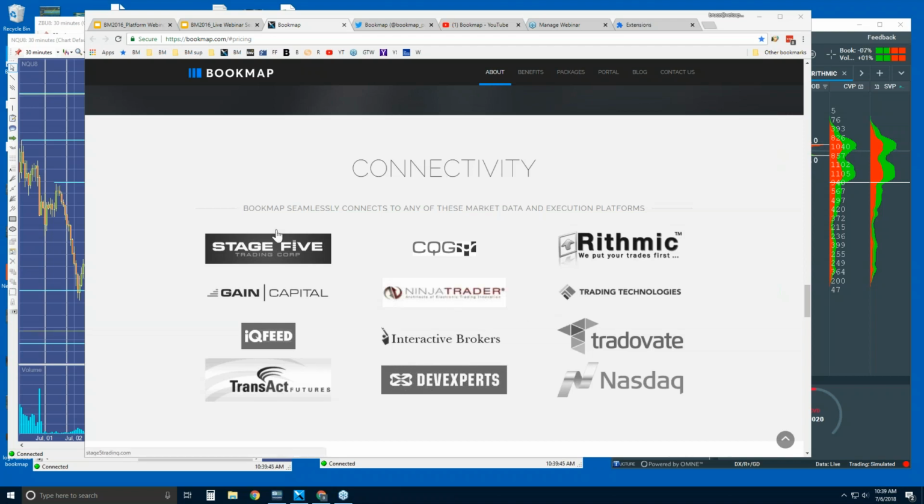Now you can see all the data providers that we have listed here. We also have some platforms listed: NinjaTrader, TTX Trader Pro, and Interactive Brokers Traders Workstation. You can connect to them via the API, so that's an option if you want to do that.